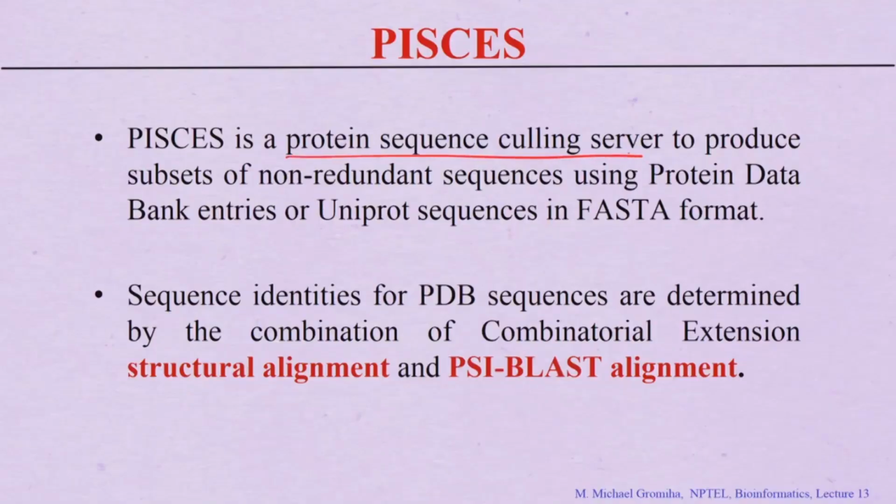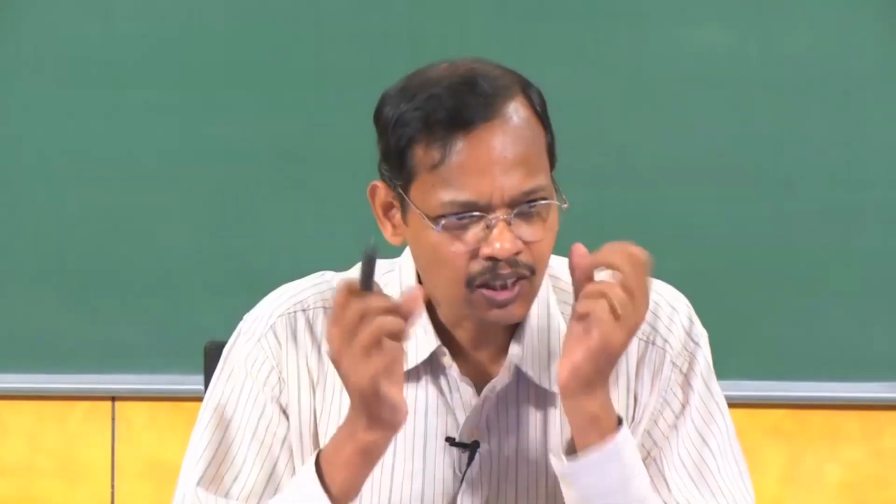Right, now we have discussed two different algorithms. What are the two different programs? CD-HIT and BLASTClust. There is another program called PISCES. This is a protein sequence culling server to get subsets of non-redundant sequences. Here we have different options: either you can use the protein sequences already available in this server, mainly from the PDB, or you can give your own sequence.